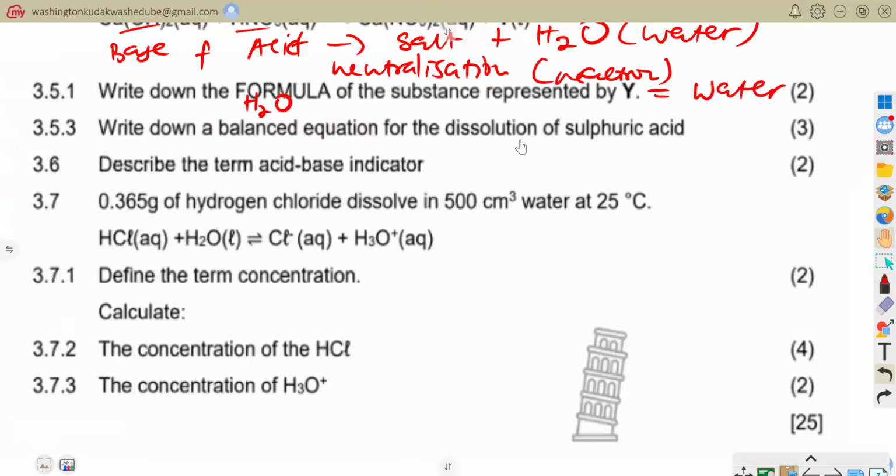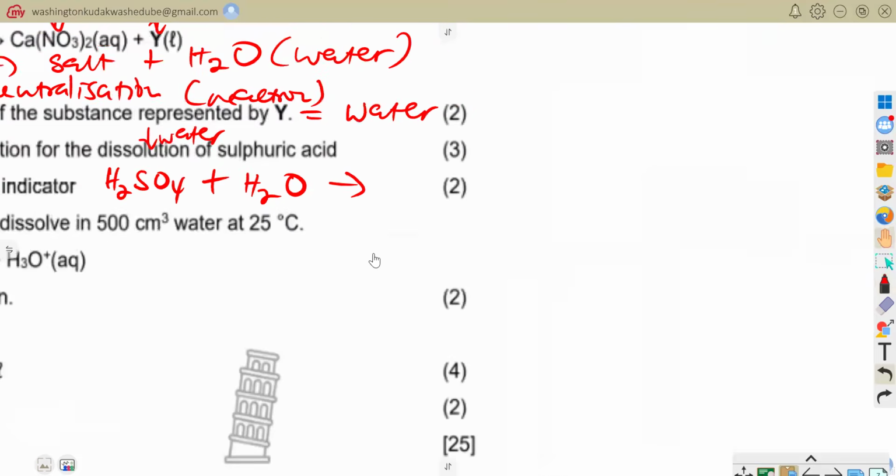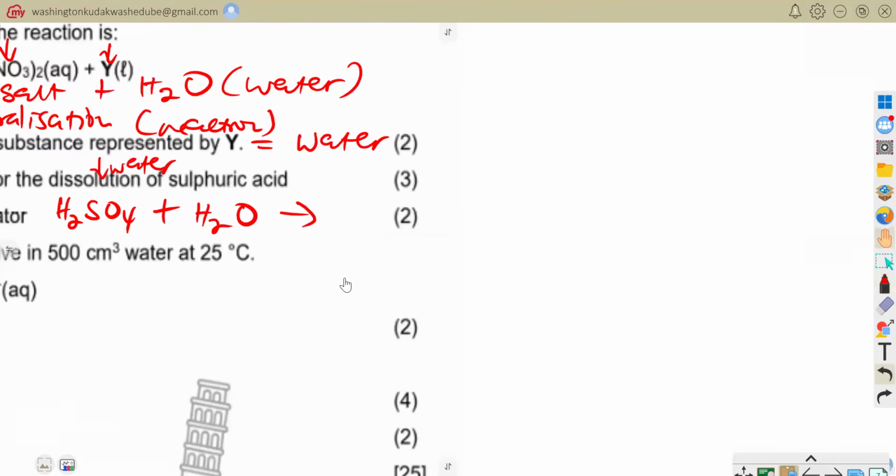How does sulfuric acid dissolve? Maybe I can just write it here. So the dissolution of sulfuric acid, this is our sulfuric acid. When it dissolves in water, it's a reaction with water. So you react it with water, it dissolves to form what? I was just supposed to find a big enough space to write that, so let me write it on this side.